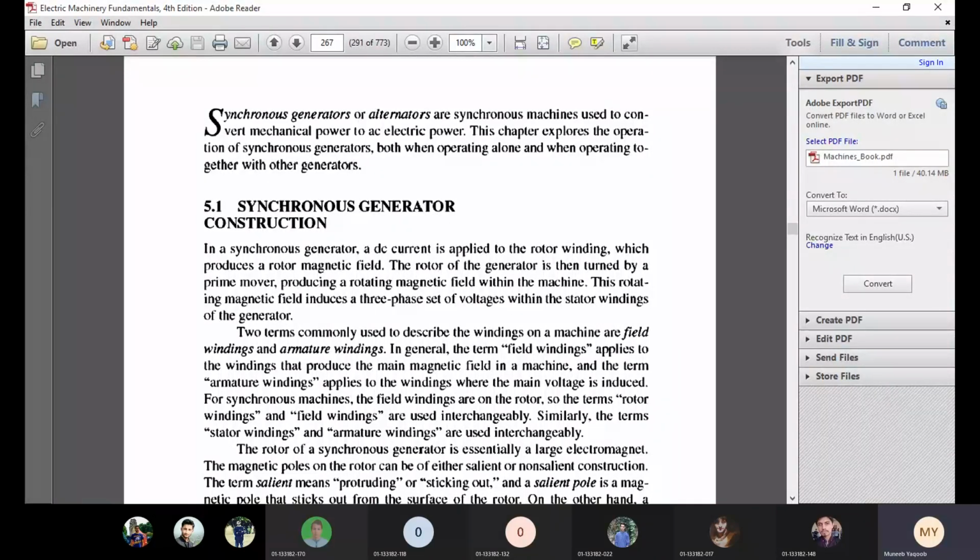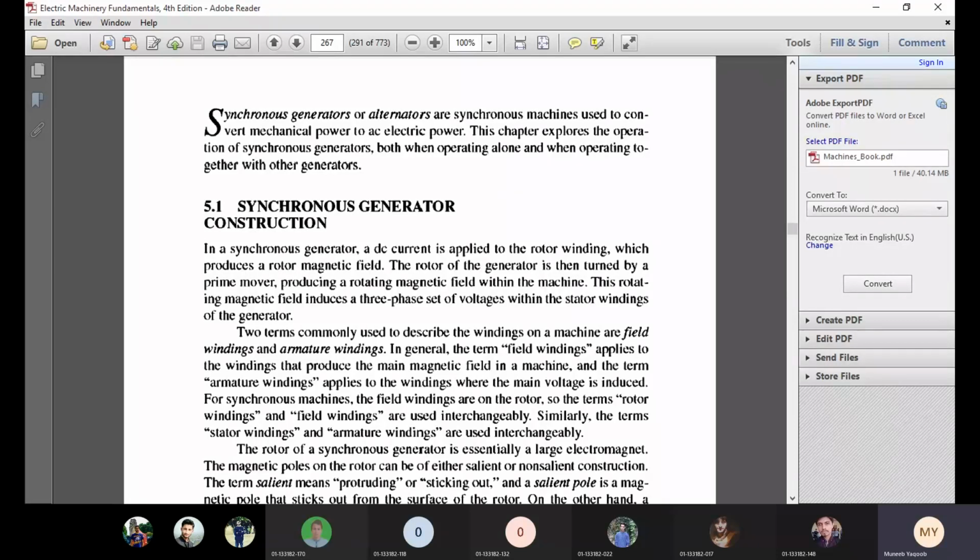And why are we doing so? Because it is a generator, so it needs mechanical energy to be given as an input so that it can convert the mechanical energy into electrical energy. So since the synchronous generator is also a generator, first of all we provide its field winding with a fixed DC source.